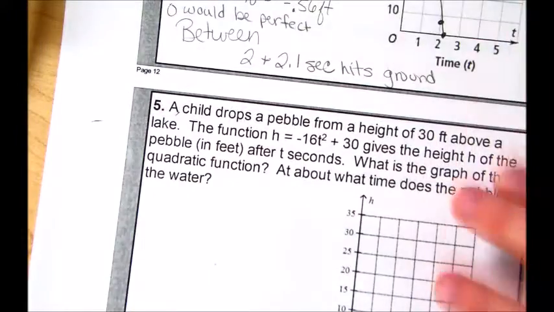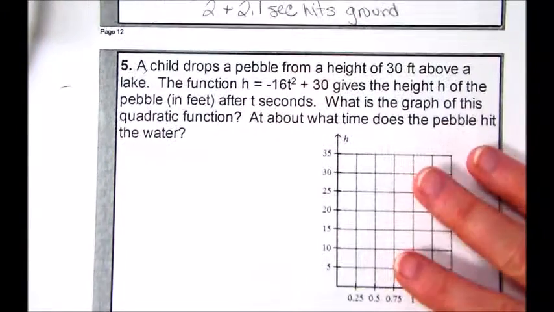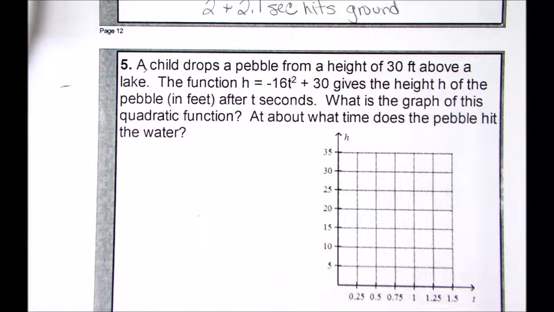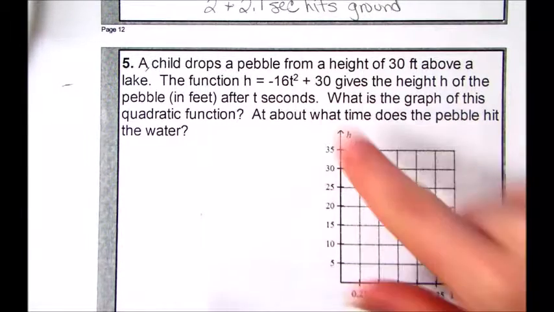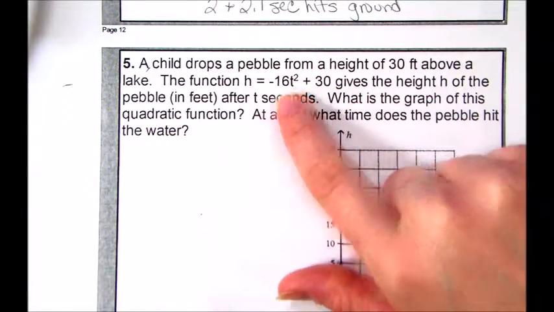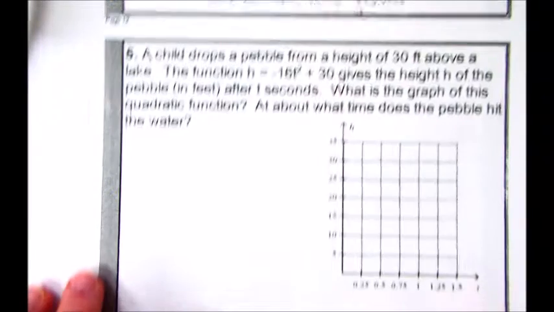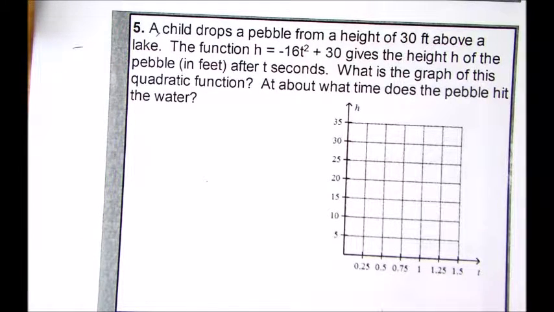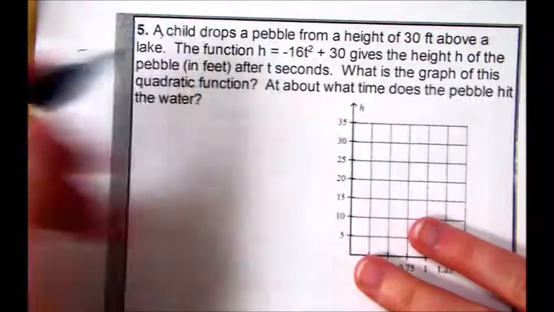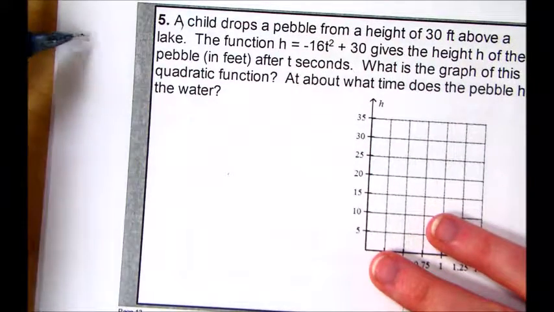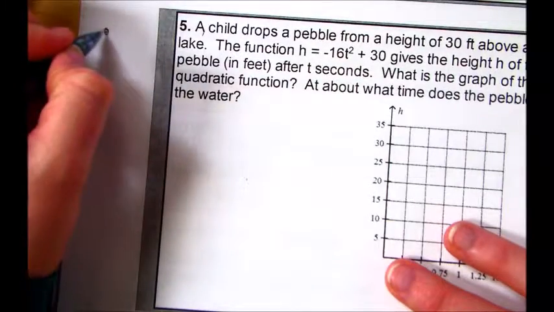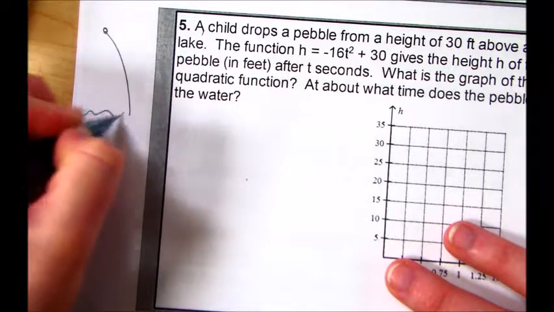Let's try this one more time, okay? Number 5, a child drops a pebble from a height of 30 feet above the lake. The function h equals negative 16t squared plus 30 gives the height of the pebble in feet. And you can see there's the beginning 30, there's the pull of gravity. What is the graph? When is it going to hit the water? So we are dropping, I'm not even going to try to draw this, but there would be a little kid dropping here you go. Here's the pebble. It's falling. Here's the river.